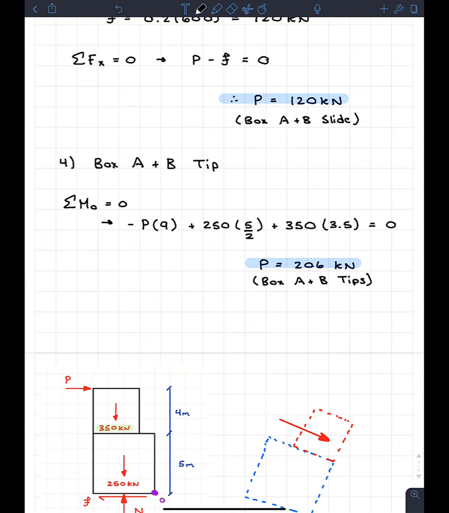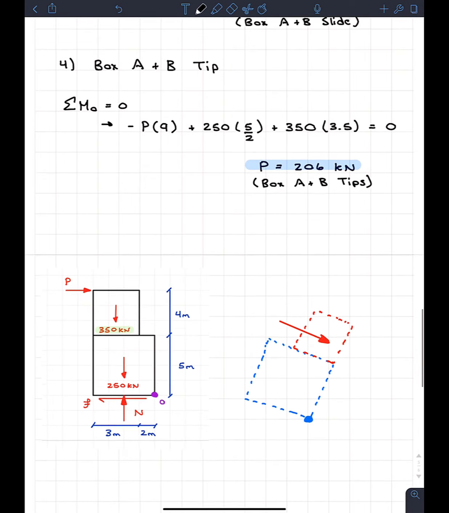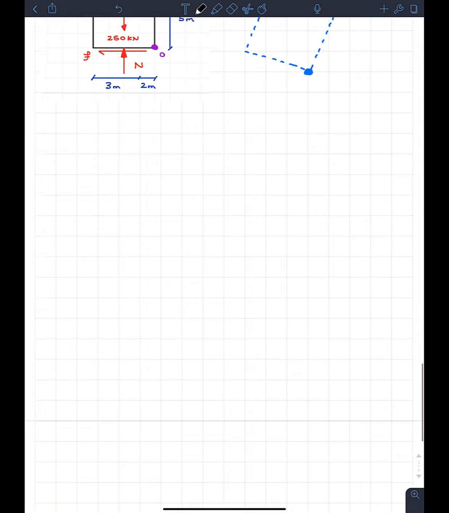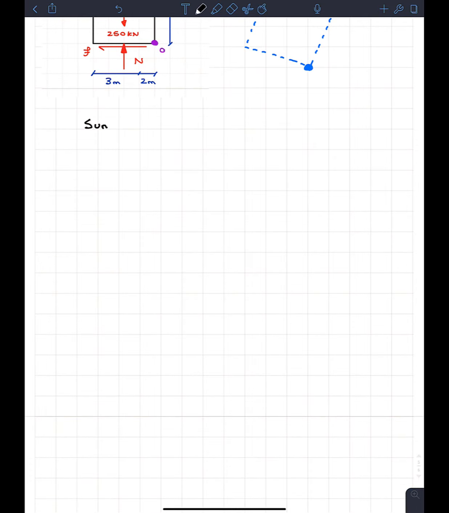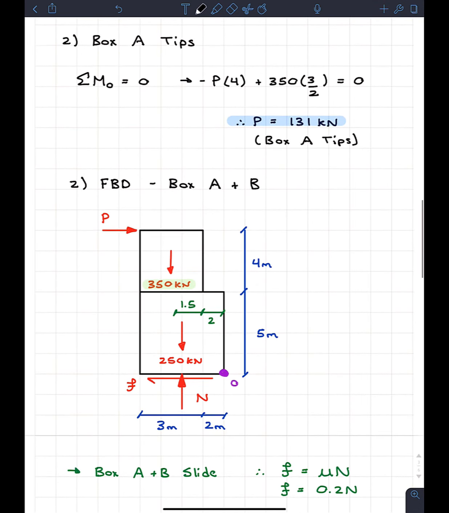So now we just did all of the scenarios. What I like to do for these, and I know that the markers will really appreciate this, is make a quick little summary. So for the summary, we got the scenario, and we got P in kilonewtons. For the scenario, we had box A slides, and we know that this was 140 kilonewtons. We got box A tips, and this was what, 131? Yeah, 131 kilonewtons.